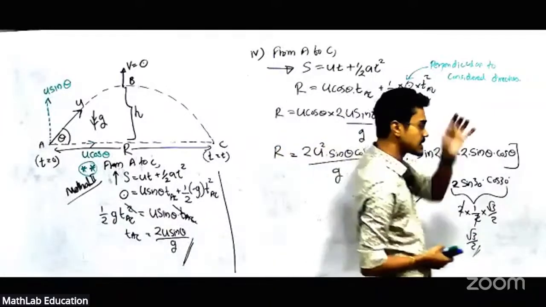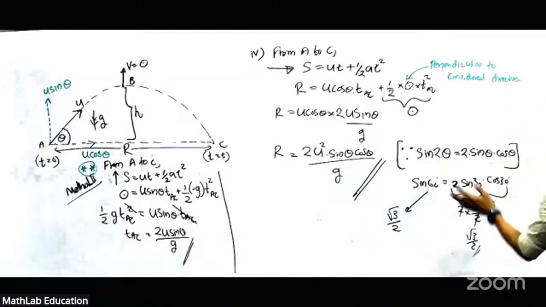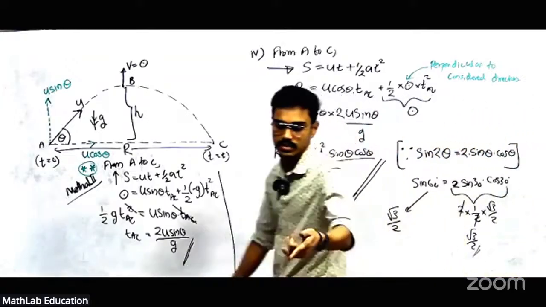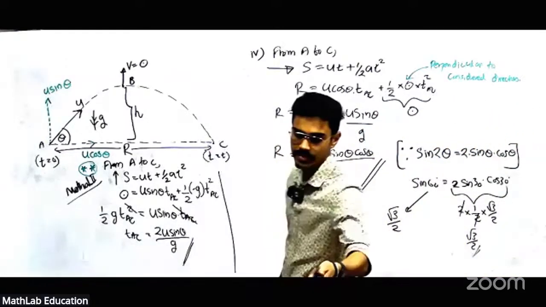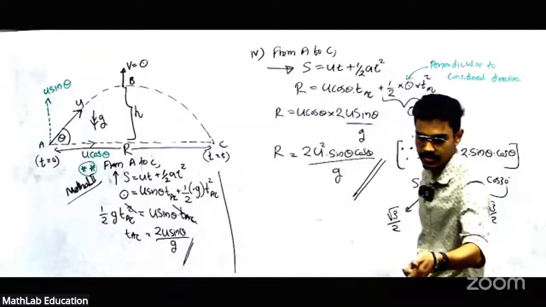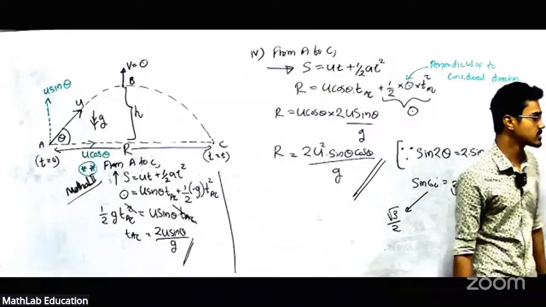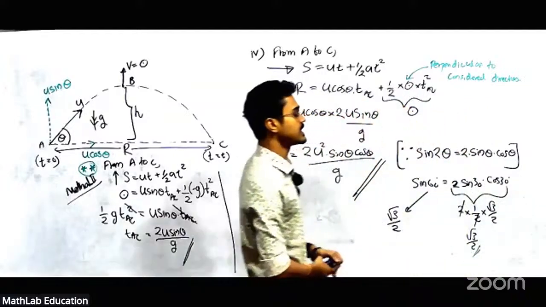This is the sine half angle expansion: sine 2 theta can be written as 2 sine theta cos theta. Can you repeat the fourth question? The fourth question is: determine the horizontal range of the particle.